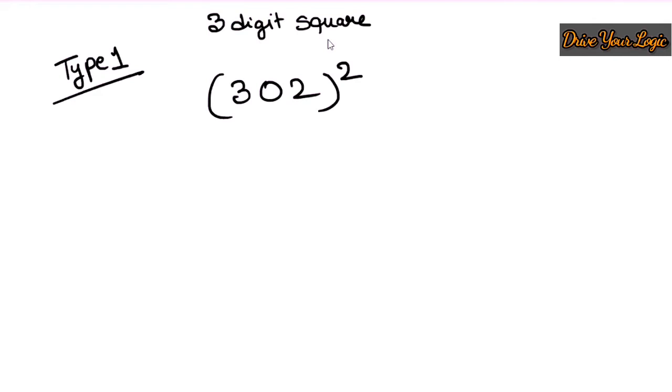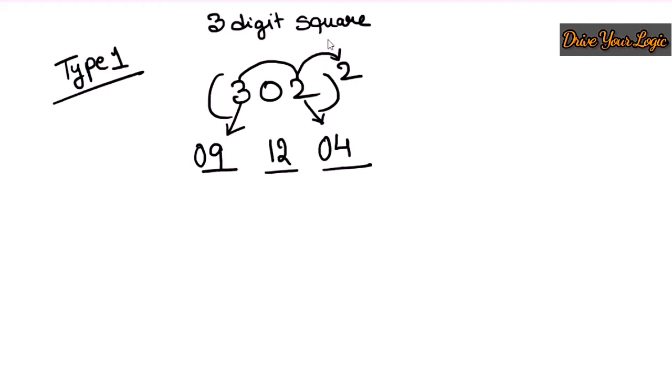So what I will do: first you take 3 square, that is 9. Then 2 square, that is 4. You write it down as a double-digit number. Then 3 into 2 is 6, 6 into 2 is 12. Like this you write down, and then while writing the answer, just write down whatever is given in this way. So that's your answer.